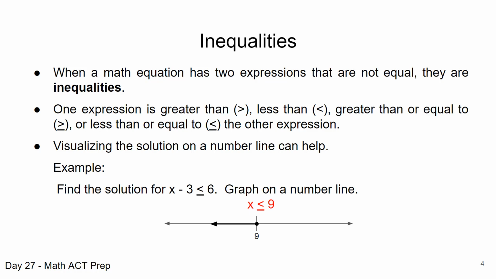Then to graph that, we'll take our number line, we'll find that point 9, and we know that our solution for this is any values to the left of 9, because x is less than or equal to 9. So any values to the left. So this is what our number line would look like for this solution.